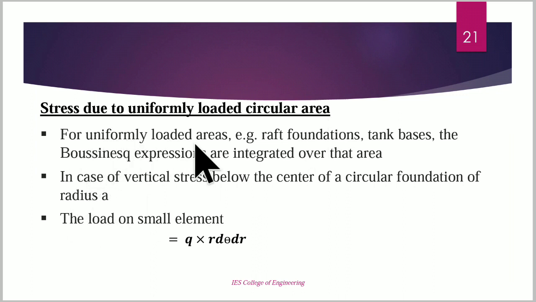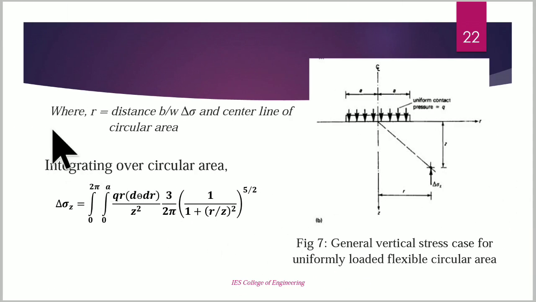For uniformly loaded circular areas, for example structures like raft foundations, tank bases, etc., the Boussinesq expressions are integrated over that area. In case of vertical stress below the center of a circular foundation of radius a, the load on a small element can be calculated by q into r d theta into dr, where r is the distance between delta sigma and the center of the circular area.